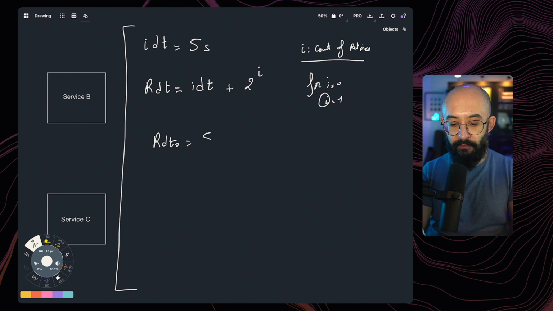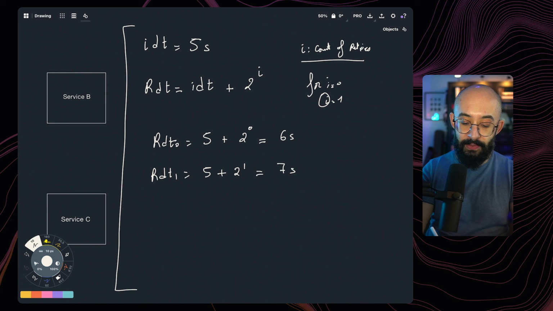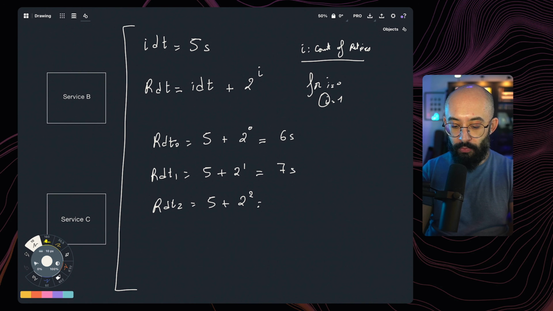It's going to be 5 seconds plus 2 to the power 0. That's going to be 6 seconds. So instead of retrying after 5 seconds, we're going to retry after 6 seconds. RDT1, that's going to be 5 plus 2 to the power 1. That's going to be 7 seconds. RDT2, that's going to be 5 plus 2 to the power 2, 9 seconds.